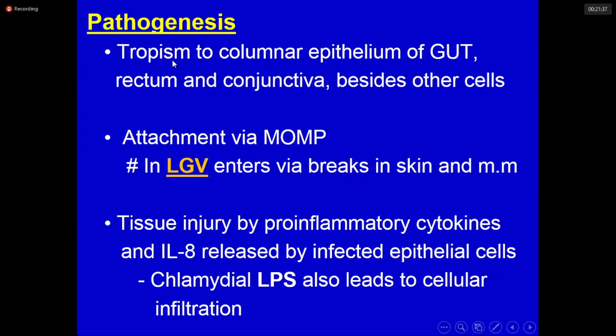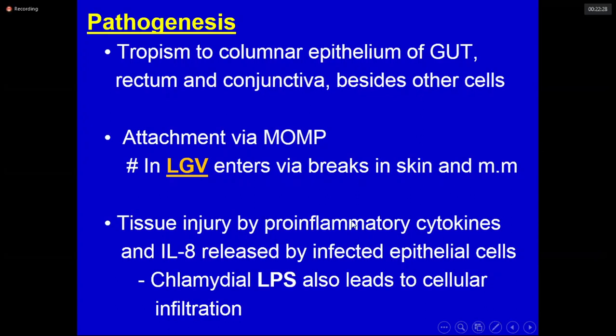Pathogenesis: this bacteria has a tropism, that is to say, it prefers to go to the columnar epithelium of the genitourinary tract, also the rectum, conjunctiva, and other tissues. But the main ones are the genitourinary tract, rectum, and conjunctiva. Attachment occurs via the MOMP, major outer membrane protein. In lymphogranuloma venereum, however, the bacteria enters via a break in the skin and mucous membrane. That is why it is common in homosexuals, and I will speak about it.